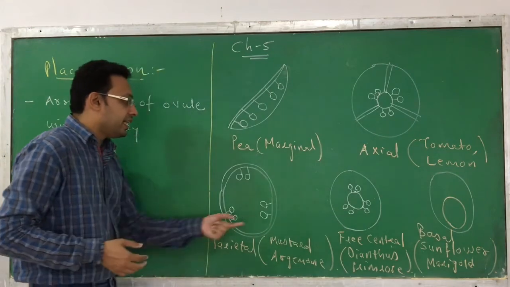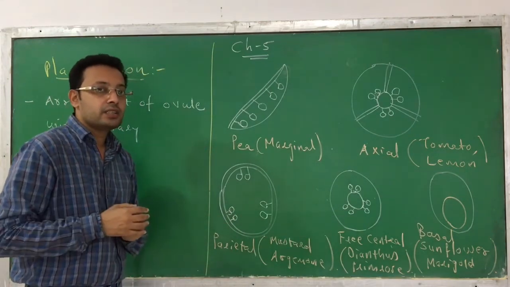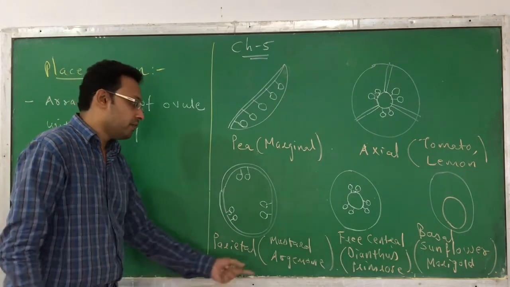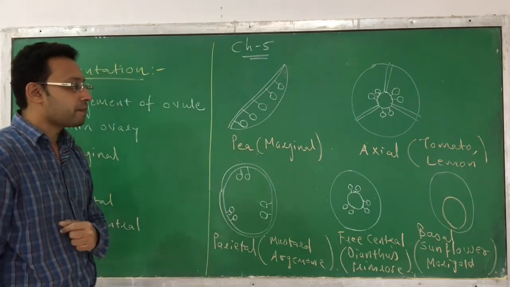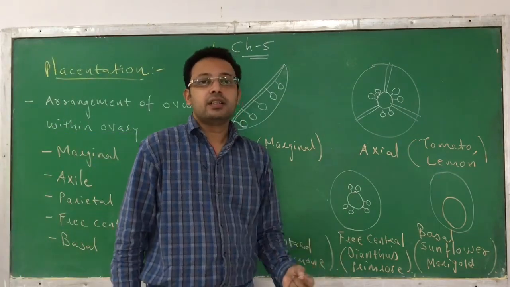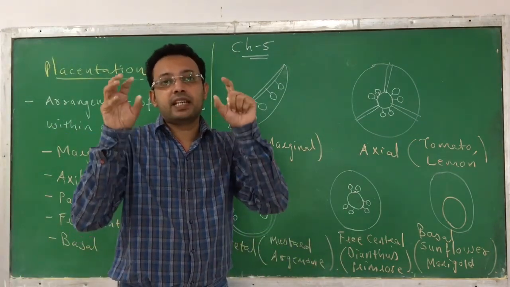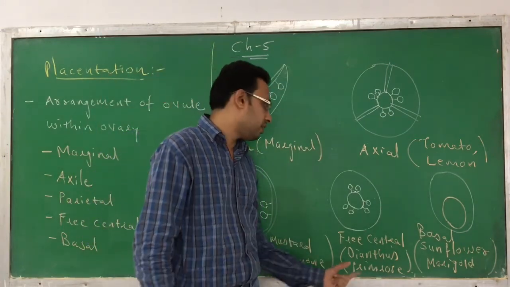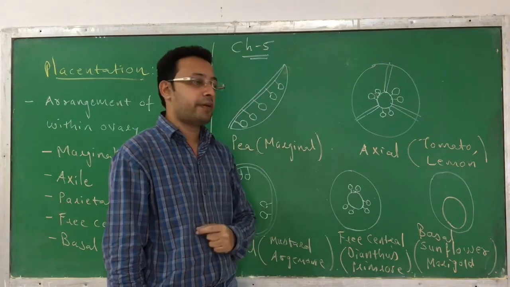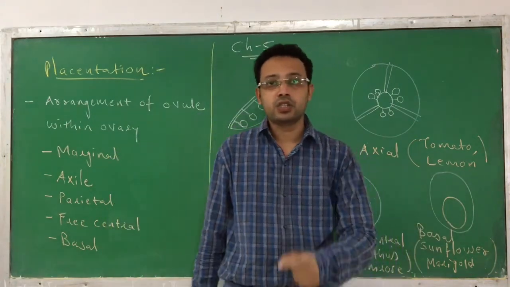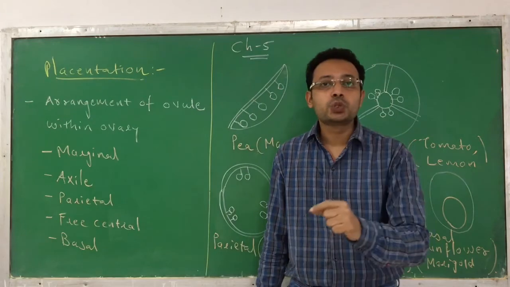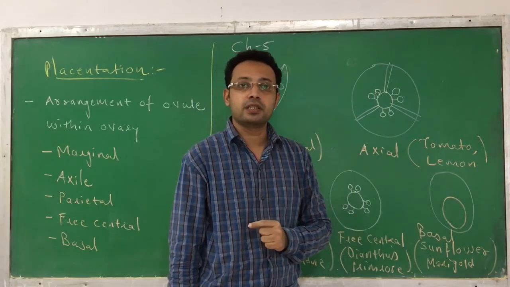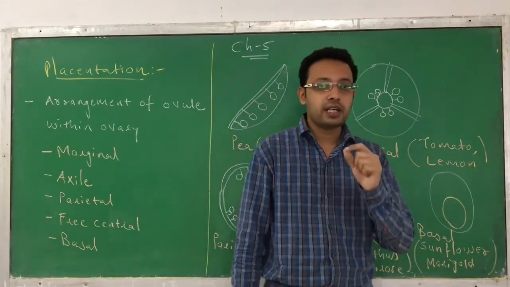In parietal, the ovules arise from the periphery, but there is no septum, though it appears like a false septum, observed in mustard and argemone. In free central, the placenta is present centrally and the ovules arise freely. There is no septum over here, observed in dianthus and primrose. And in basal placentation, a single ovule is present, usually at the base of the ovary, observed in sunflower and marigold.